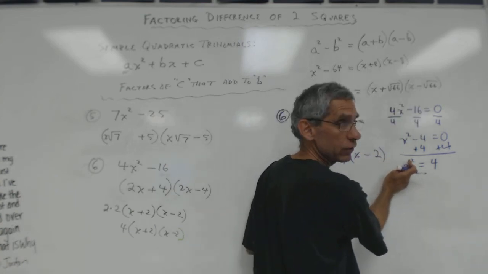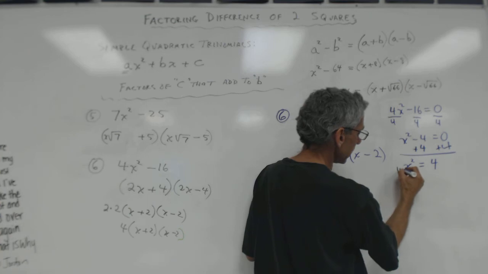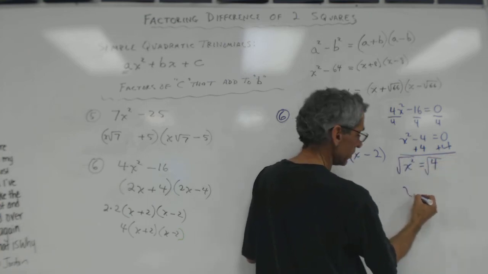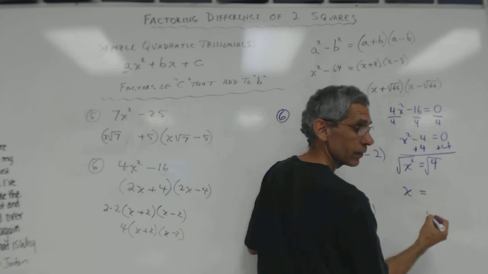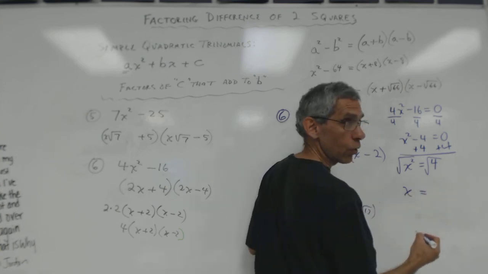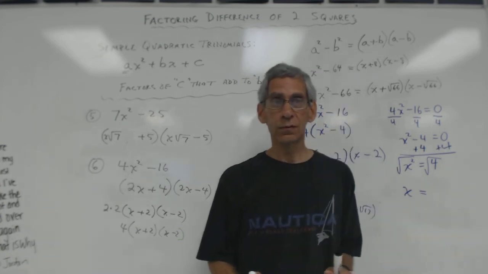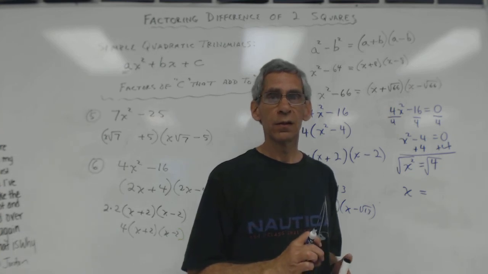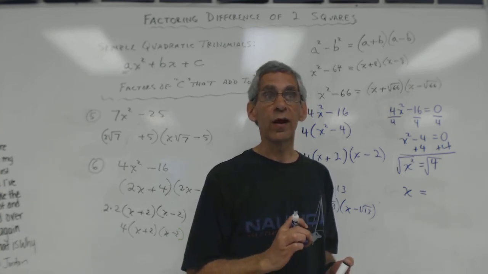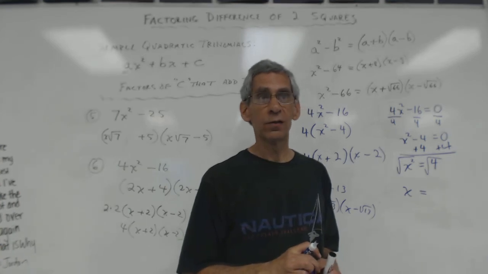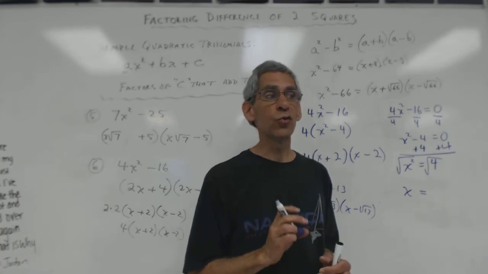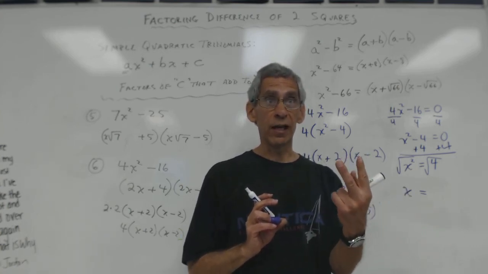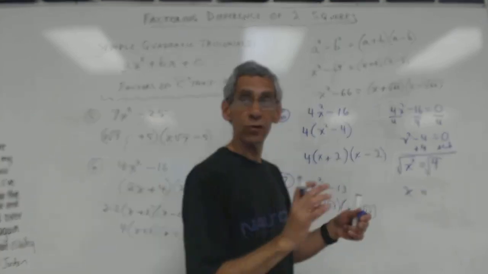Somebody was saying the opposite of a square is a square root. So we could take the square root of this side, and we could take the square root of this side. So we have x is equal to 2, or what else? What else can the square root of 4 be? Two numbers exactly the same. Negative 2. Negative 2 times negative 2 is 4.